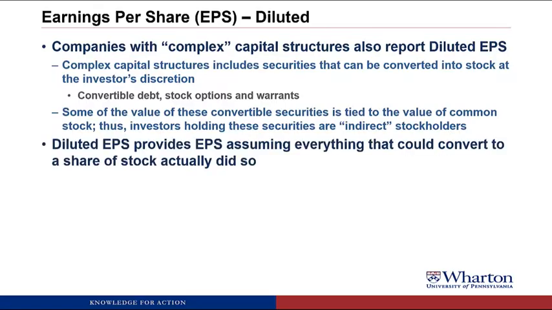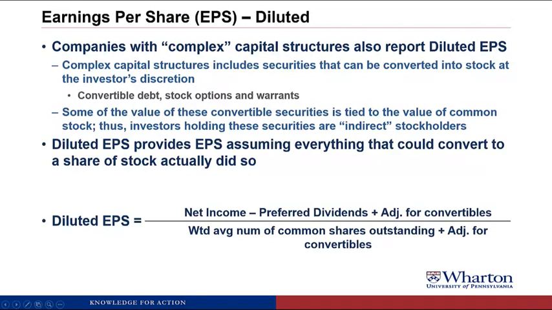So what diluted EPS is going to do is give you an EPS number assuming that everything that could convert to a share of stock actually did convert to a share of stock. The definition is going to be: take net income minus preferred dividends, but then add an adjustment for convertibles. What would happen if they converted to common stock? And then in the denominator, we'll take the weighted average common shares outstanding, and again, adjust for the effect of these convertibles, assuming that everything that could convert would actually do so.